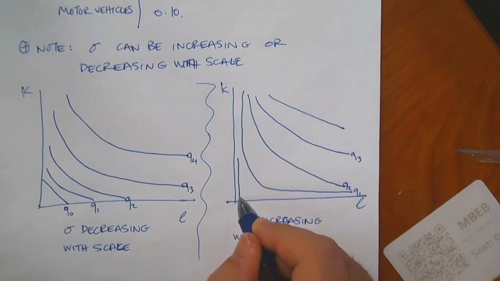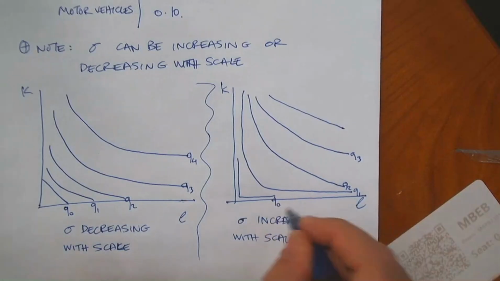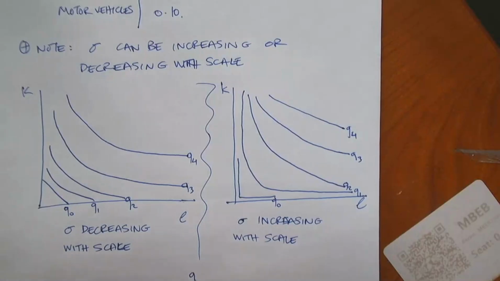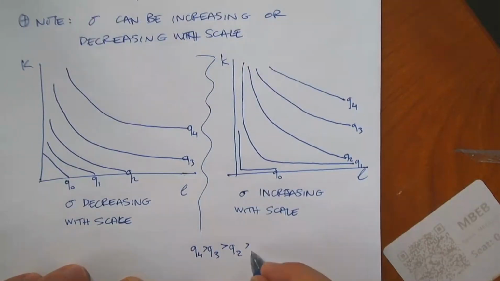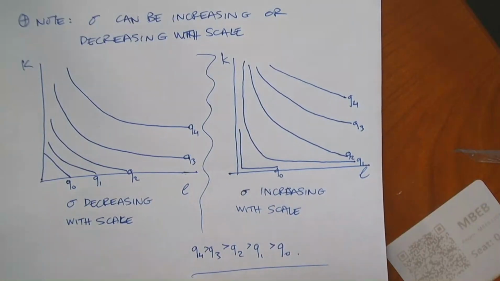It was like fixed inputs, sort of technology, moving into something that's much flatter, right? With Q4 greater than Q3, greater than Q2, greater than Q1, greater than Q0. Okay. So that's the idea of how that elasticity of substitution can change as production.